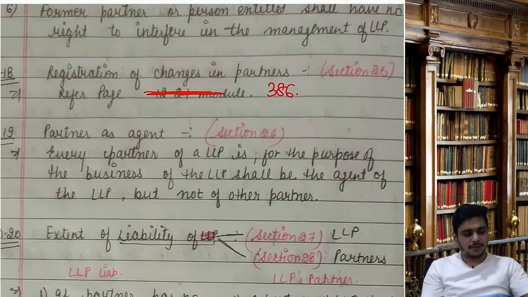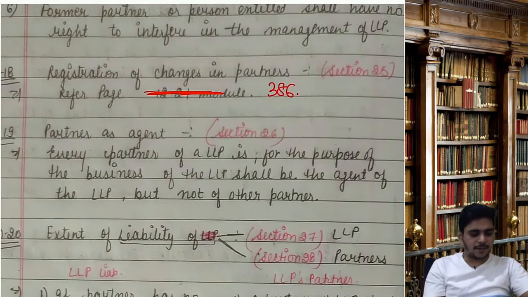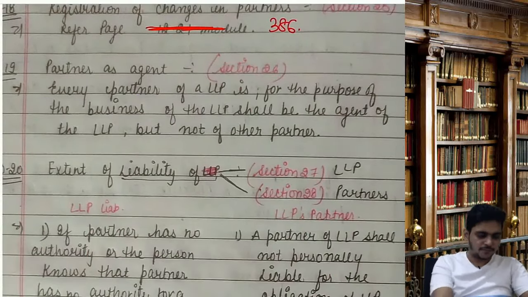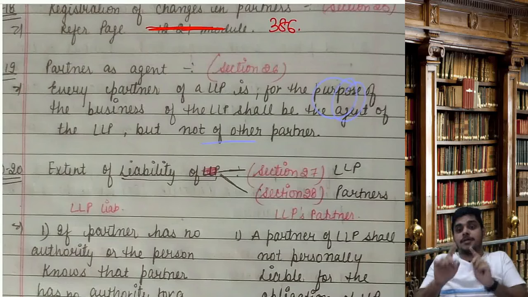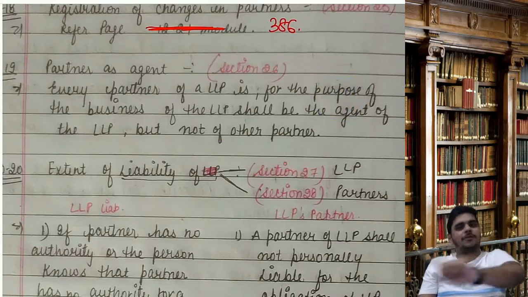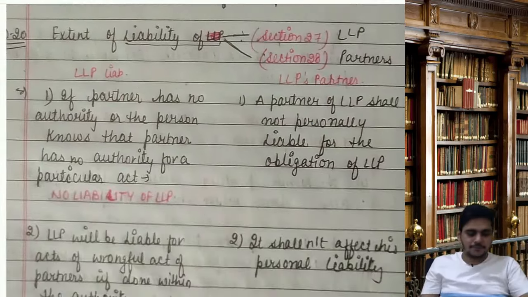Then, registration of changes in the partners, you just have to read that, page number 386. Partner as agent: every partner of the LLP is, for the purpose of the business of the LLP, the agent of the LLP, but not of the other partners. He is the agent of the LLP, but not of the other partners.